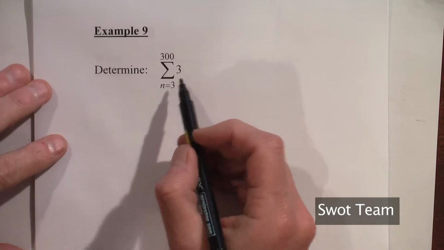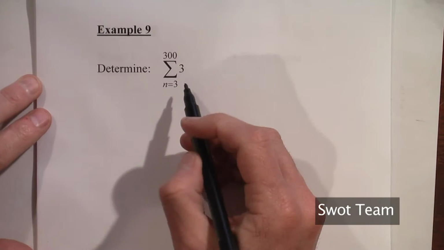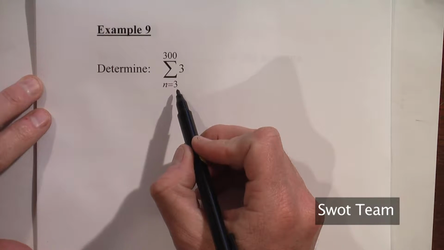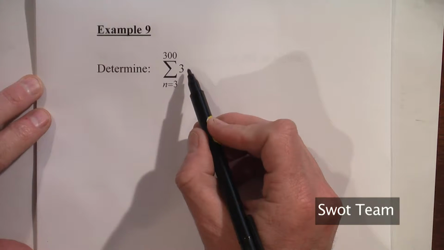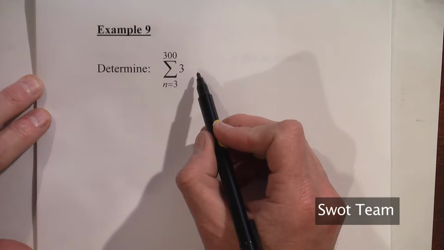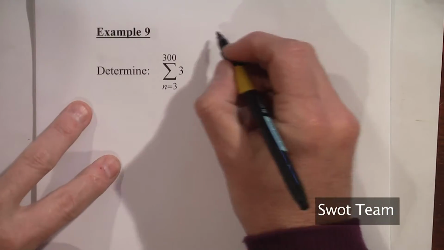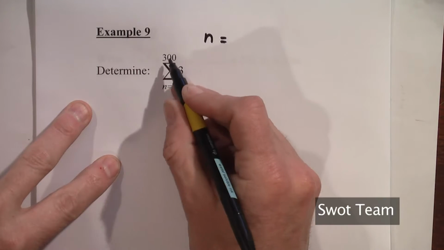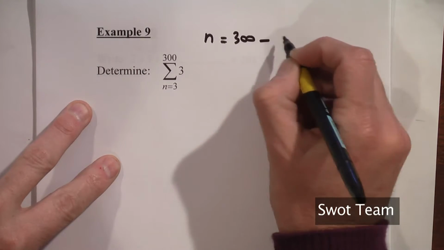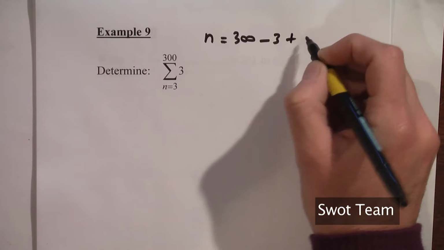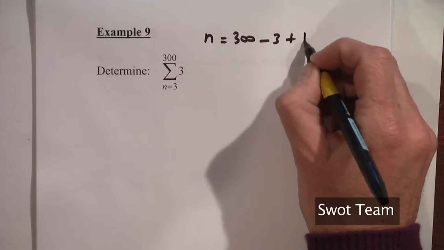If we look at this example 9, what do you notice? Here we've got a bit of a strange thing going on because we're starting at 3 to 300 and there's no n to substitute into. This looks like a bit of a pain. Okay, don't panic. Firstly, let's determine how many terms are in this series. Well, the number of terms will be the top minus the bottom plus 1. So what will that give us there?